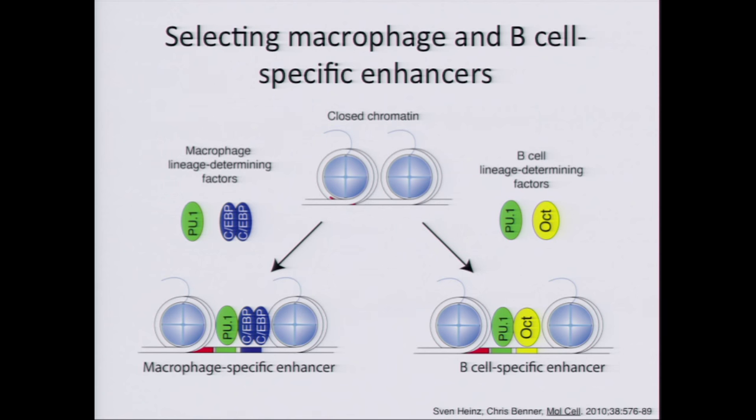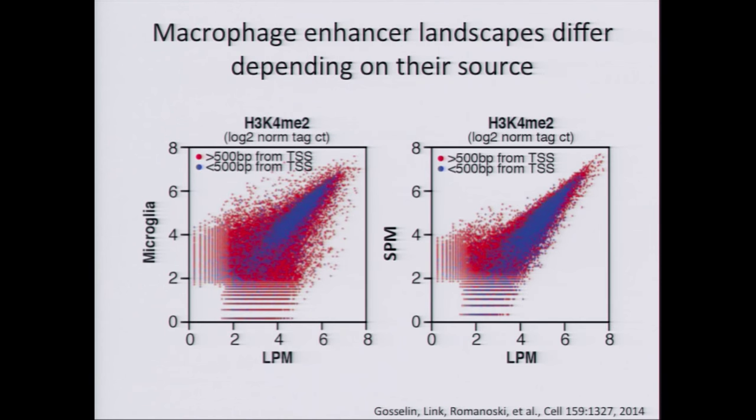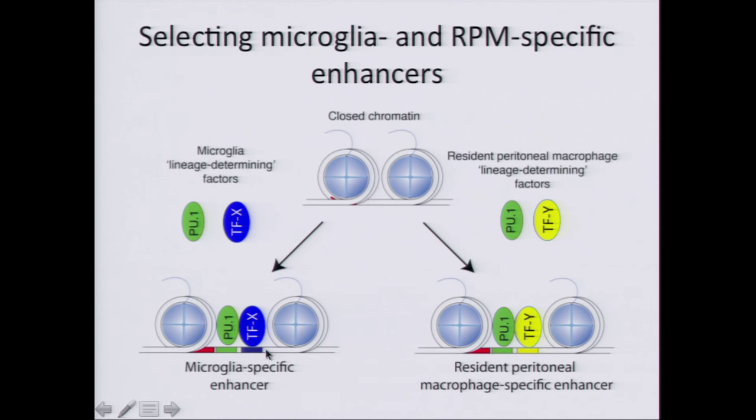And to go back to our playbook for macrophage and B-cell specific enhancers, we use PU.1 as a way of telling us where the cell-specific enhancers were and what the collaborating transcription factors are. And we know from doing a ChIP sequencing experiment that PU.1 is residing at many of the microglia-specific enhancers and many of the large peritoneal macrophage-specific enhancers. So we're going to basically take the same approach, and we're going to ask what are the factors that PU.1 has to collaborate with in order to set up a microglia-specific enhancer or a resident peritoneal-specific enhancer.